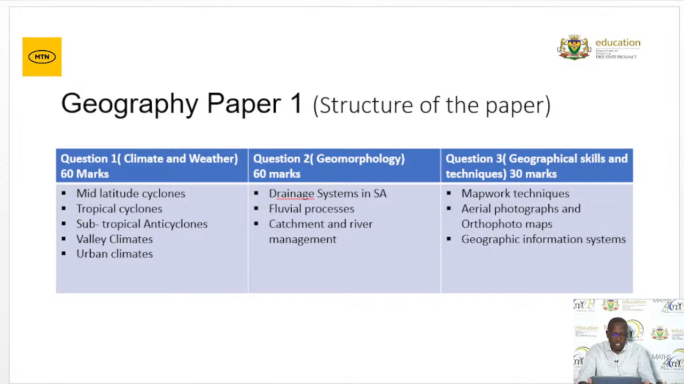You must prepare yourself accordingly, so that when they ask these questions, you are able to answer correctly. And for Question 3, like I said, it's map work techniques: aerial photographs, orthophoto maps, topographical maps, everything is based on that. And also the last one, which is the geographical information system, is based on the concepts in geography or in GIS itself. And then the next page, time management.